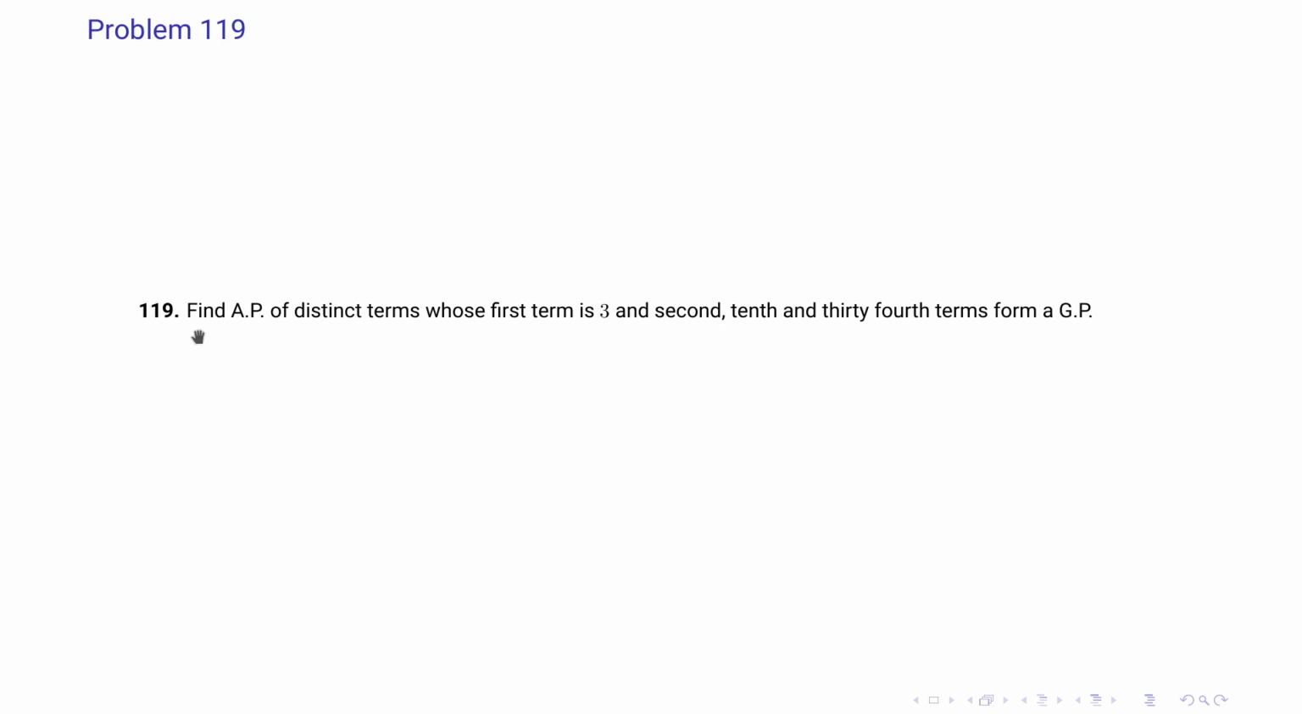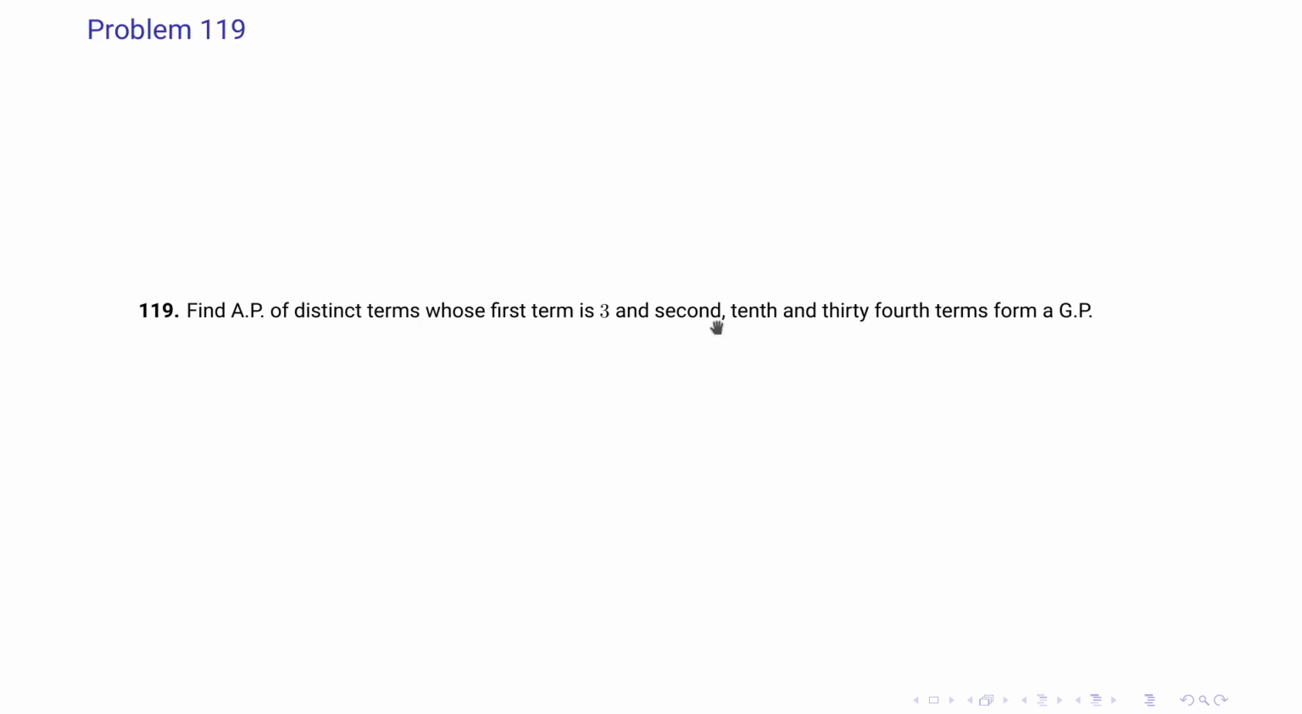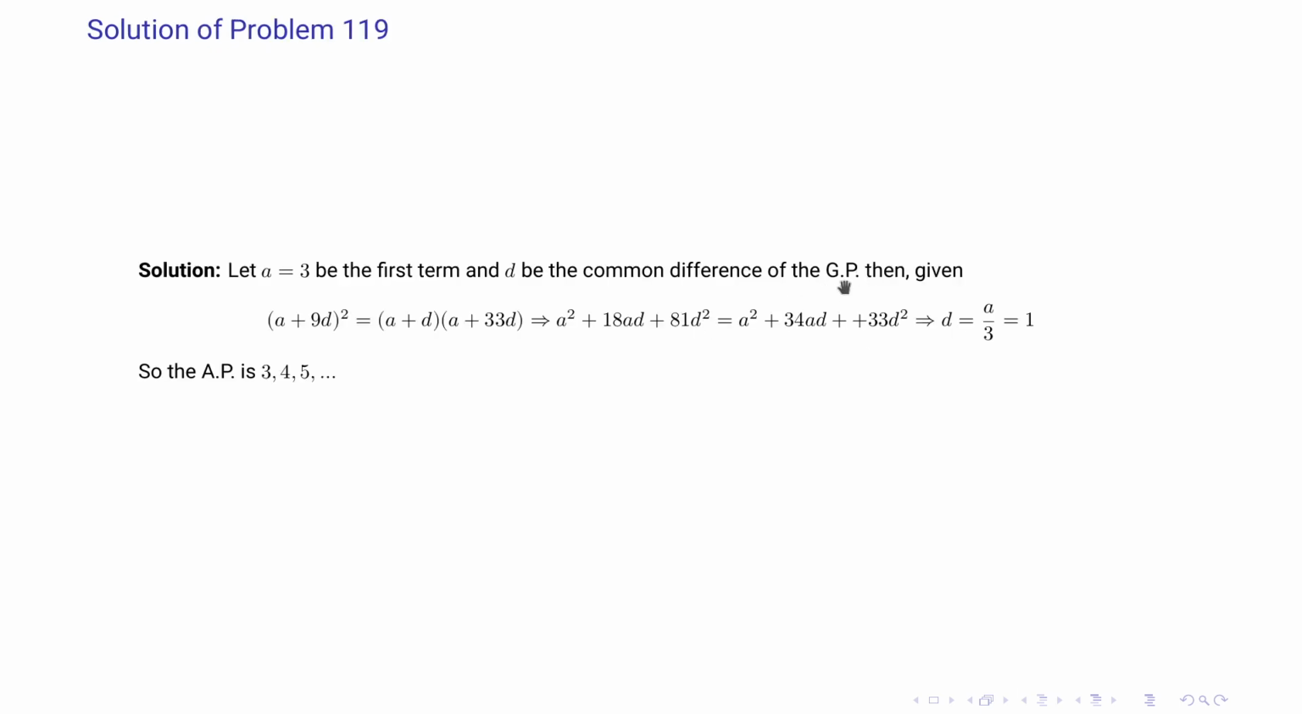Problem 119 says that find AP of distinct terms whose first term is 3 and second, 10th and 34th terms form a GP. So we let A to be the first term, which is equal to 3, and D to be the common difference of the AP.